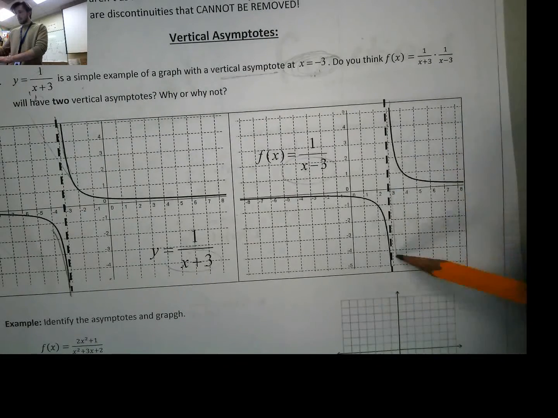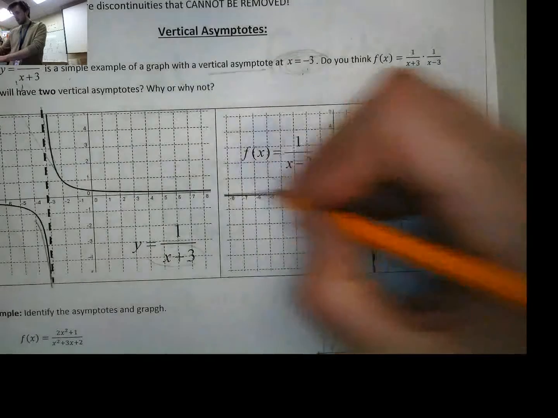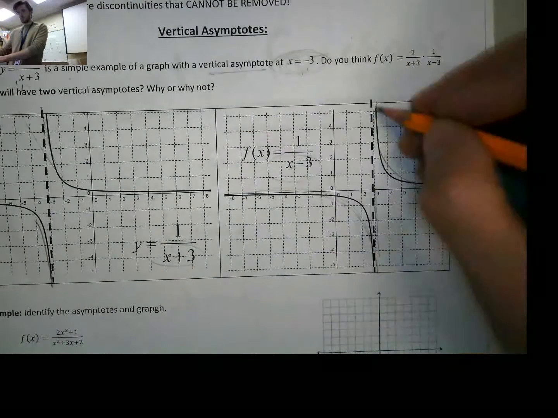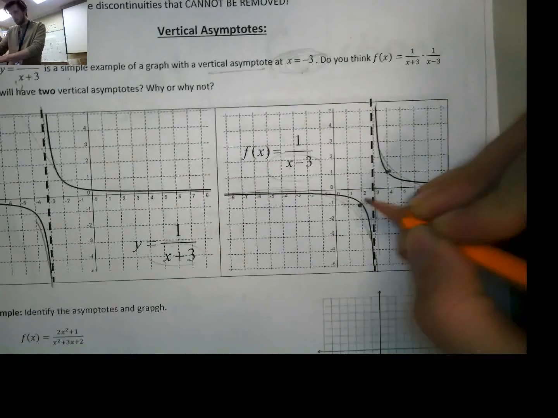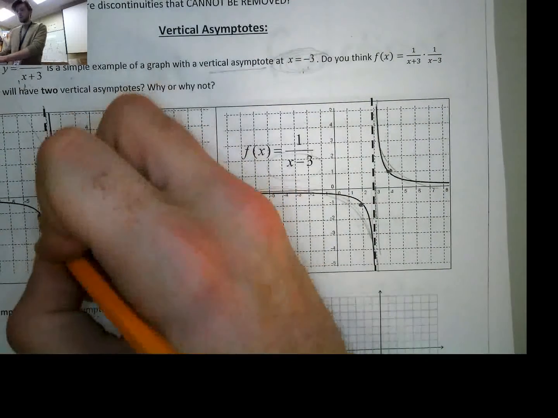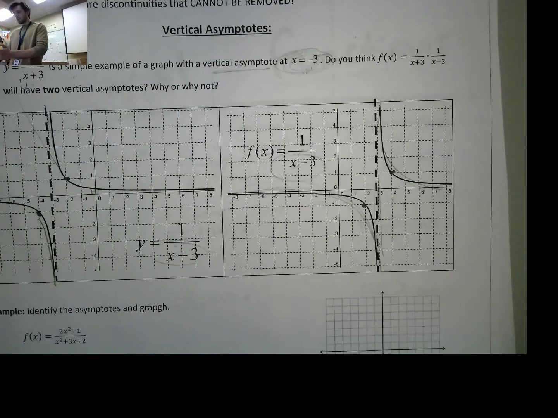Same with 1 over x minus 3. It has the asymptote at x equals positive 3. Notice these look like the ones we just did together, right? They're kind of arc-looking on the two sides. They go through 1, 1 relative to where the new y-axis is.